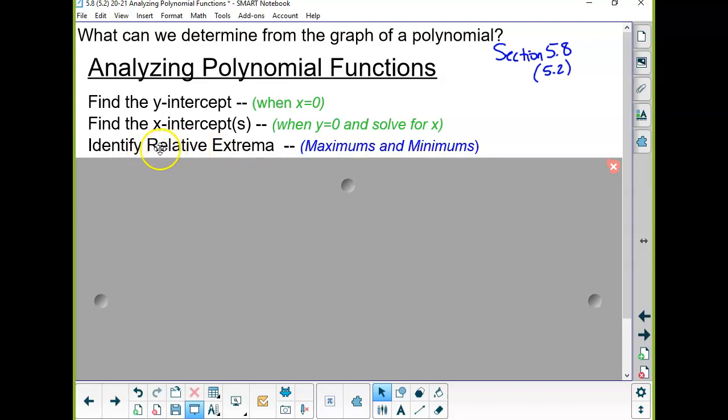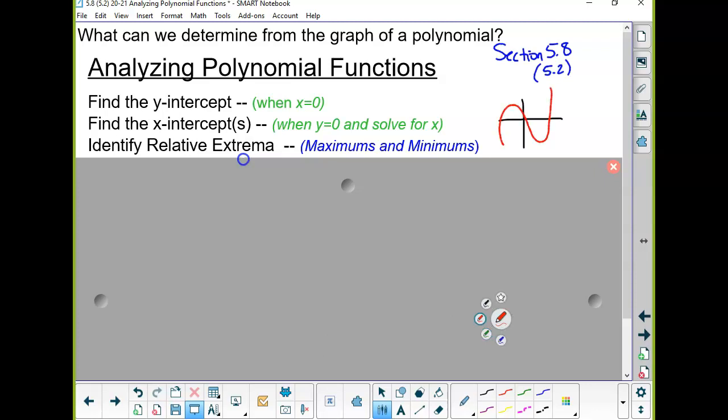There's a new term here called relative extrema. Think of that word as extreme, right? What are the extreme values? Well, those are maximums and minimums. So if you ever see the term identify relative extremes or extrema, extrema is plural for more than one extreme. And we're talking about maxes and mins. So if I drew a very quick sketch here, maybe we have a polynomial function that looks like this.